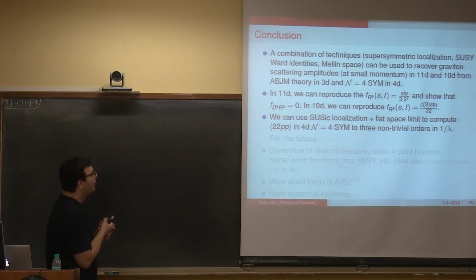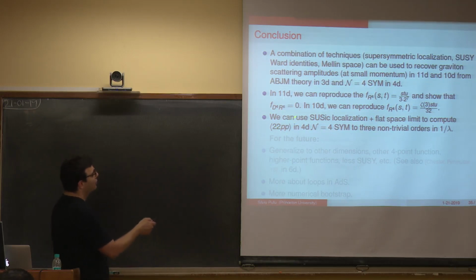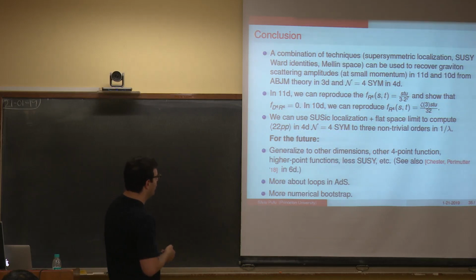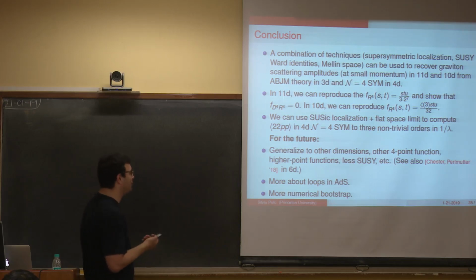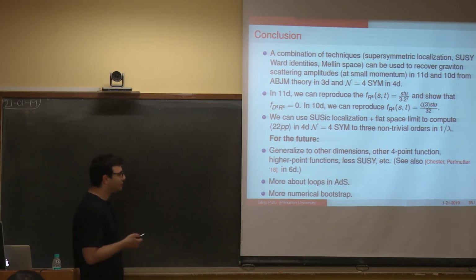And in 10D, we can reproduce that f at r to the 4th is given by this expression from N equals 4 super Yang-Mills. If we want to learn about the CFT, we can use supersymmetric localization and the flat space limit to compute correlation functions in the CFT to one more order. And then for the future, hopefully one can think of generalizing this to other dimensions, other 4-point functions, higher point functions, less supersymmetry, and so on.